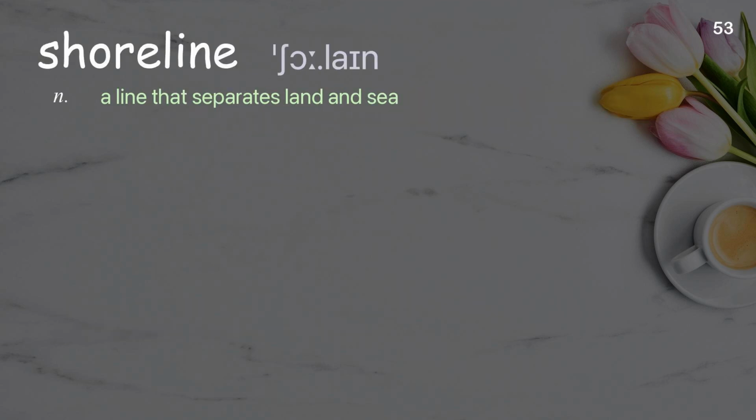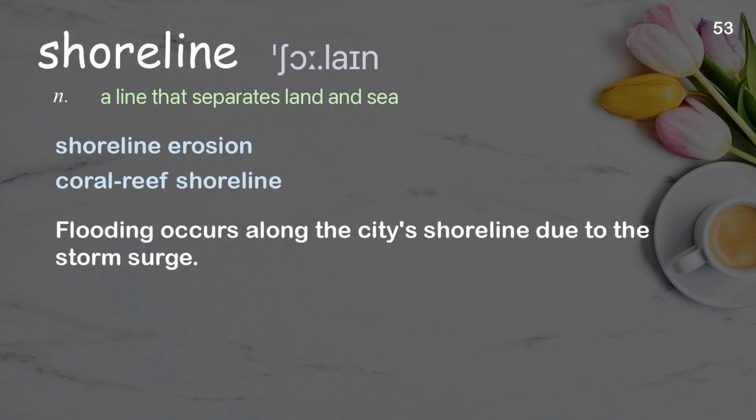Shoreline. A line that separates land and sea. Examples: Shoreline erosion, coral reef shoreline. Flooding occurs along the city's shoreline due to the storm surge.